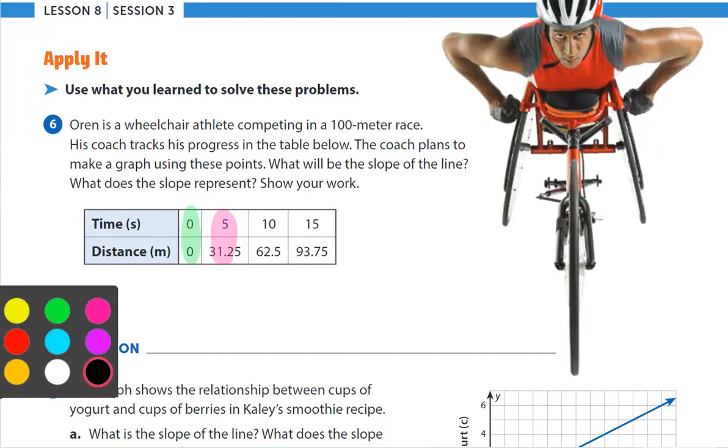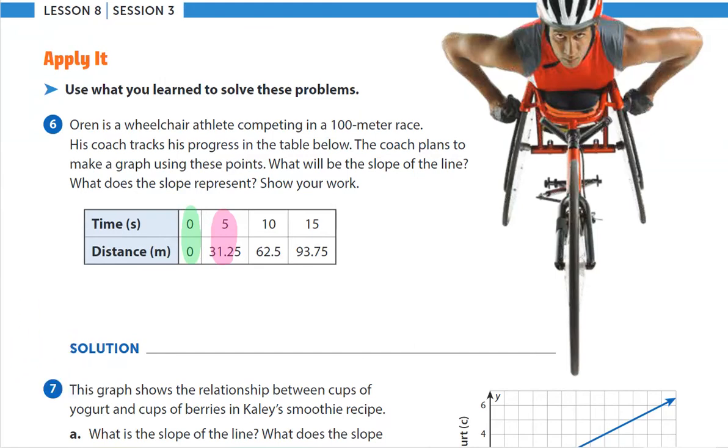So I'm not using the same colors as they used above, but we want to use our y-axes on top. So we're going to put these ones on top, and remember the second one goes first. So we've got 31.25 minus 0. And then we'll put our x's on the bottom with the second one first. 5 minus 0, which, oh look, we're subtracting 0. What do you know?